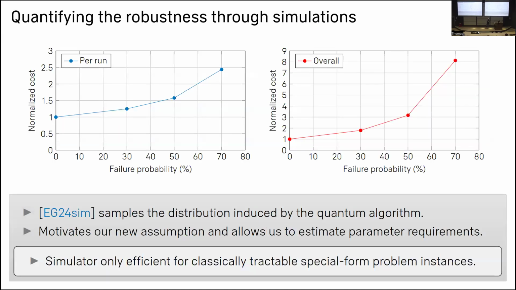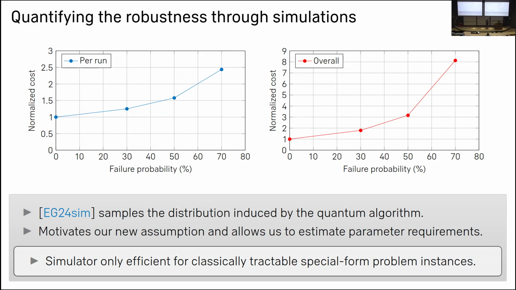To actually test our robustness in practice, we have also developed a simulator for the quantum part of Regev's algorithm and our extensions thereof. And this simulator samples from the distribution that we expect to get from the quantum algorithm. And this sampling cannot, in general, be performed efficiently classically, but there are some special form problem instances where we can perform this sampling efficiently. And it is these special form problem instances that are the focus of our simulator.